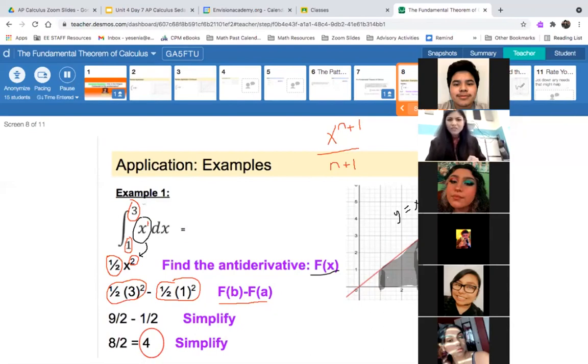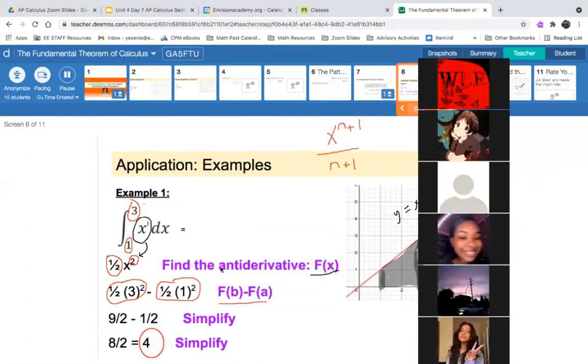Let's see, does anyone have questions about this before we jump into you guys going in and trying it? Yeah, I had a question. Yes. So the F(B) minus F(A), can you repeat what that was again? Yes, and this, okay, great, yes.